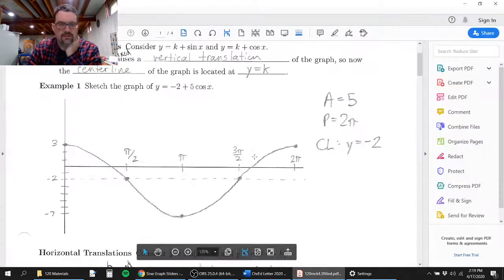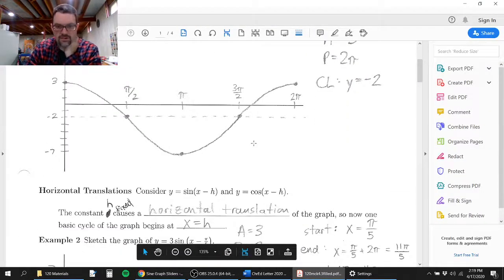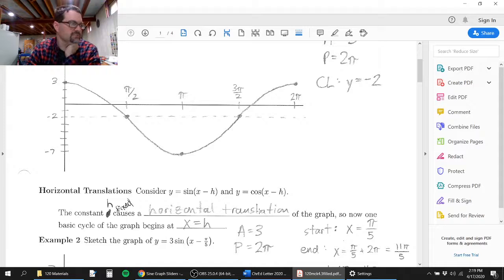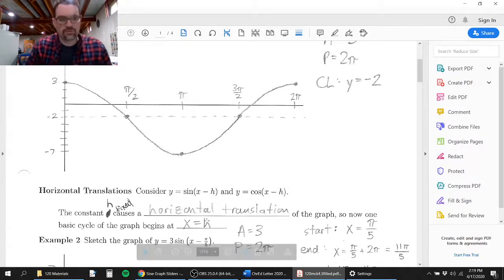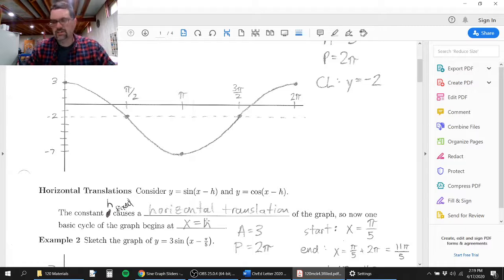All right, so filling in the blanks, H, this new constant H, causes what's called a horizontal translation. So our basic cycle starts not at x equals 0 anymore, but at x equals h. And I think I'm going to go through a couple examples here, and we'll do those, and then there's group exercises for you guys to try as well.